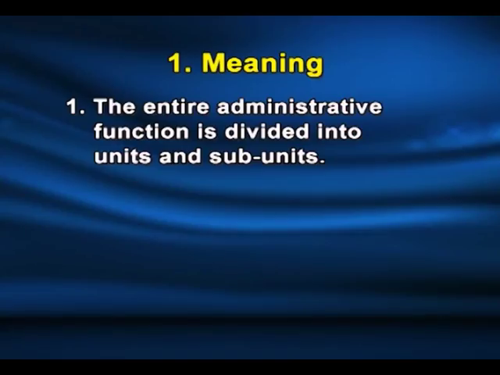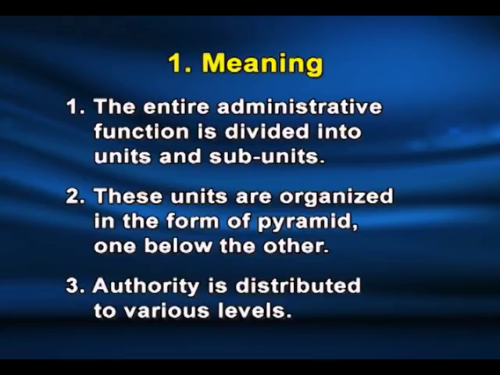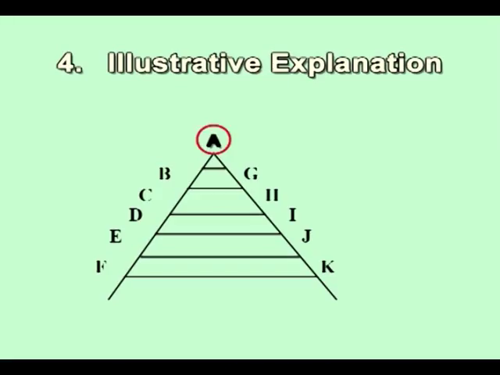First, the entire administrative function is divided into units and subunits. Secondly, these units are organized in the form of a pyramid, one below the other. Thirdly, authority is distributed to various levels. Fourth, illustrative explanation. The principle of hierarchy can be illustrated as follows. In the diagram, A is the head of the organization, B is A's subordinate, C is the immediate subordinate of B and also subordinate to A.